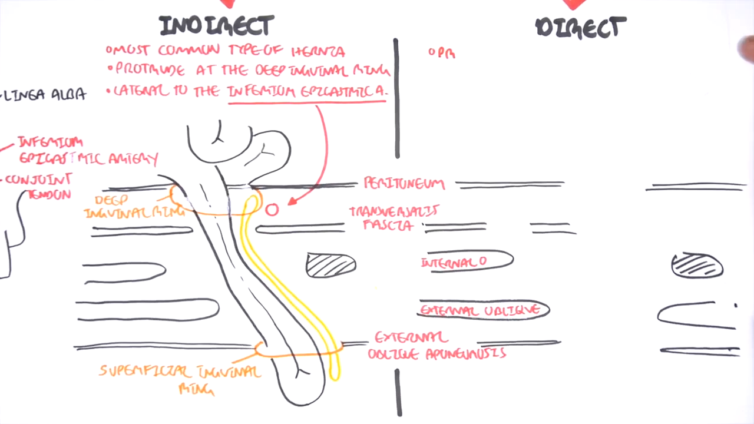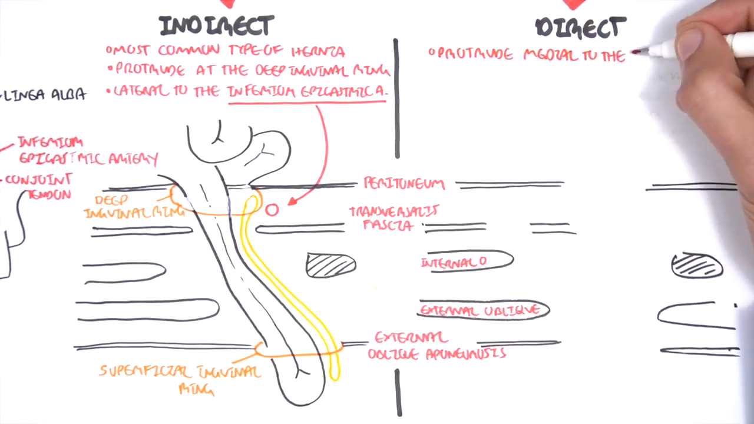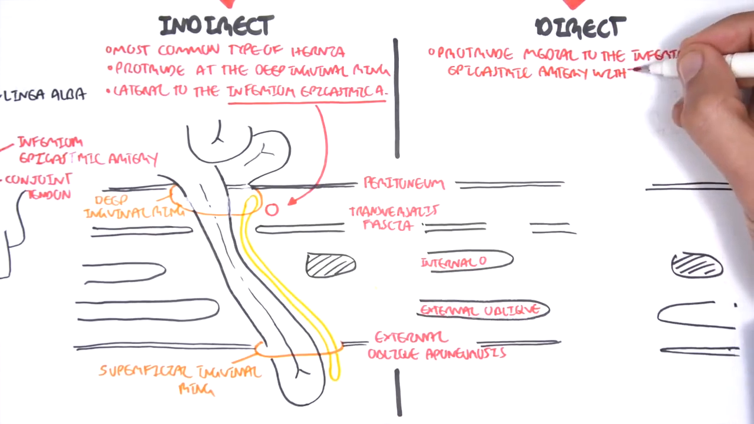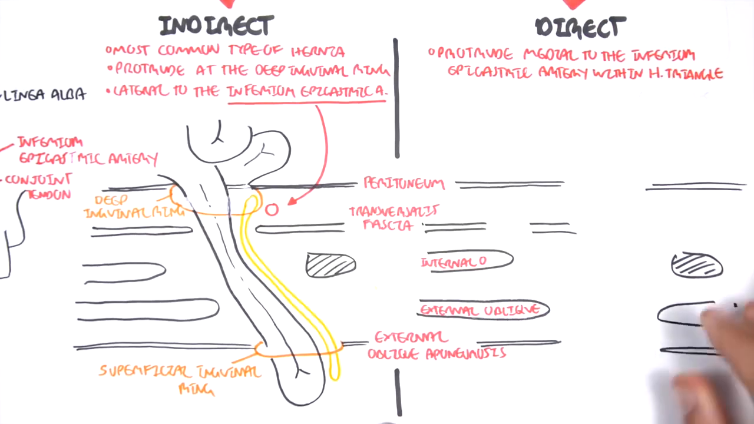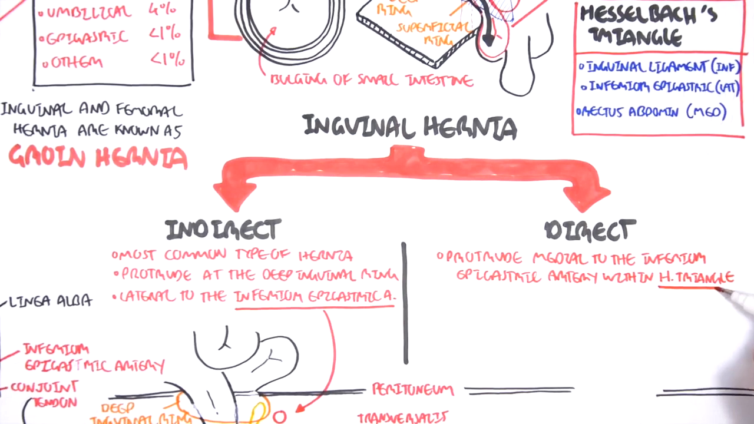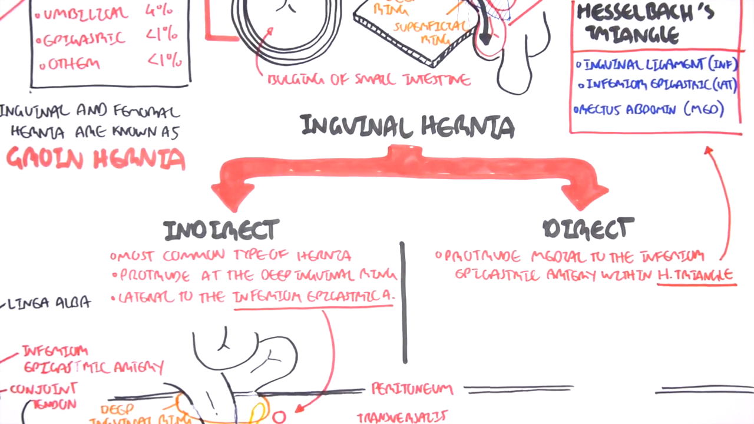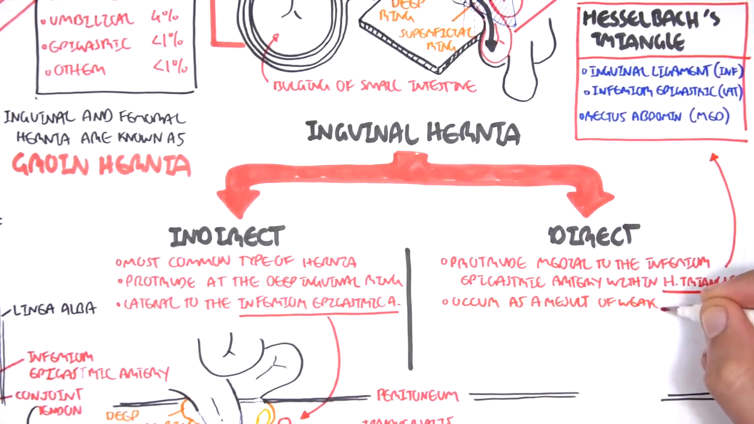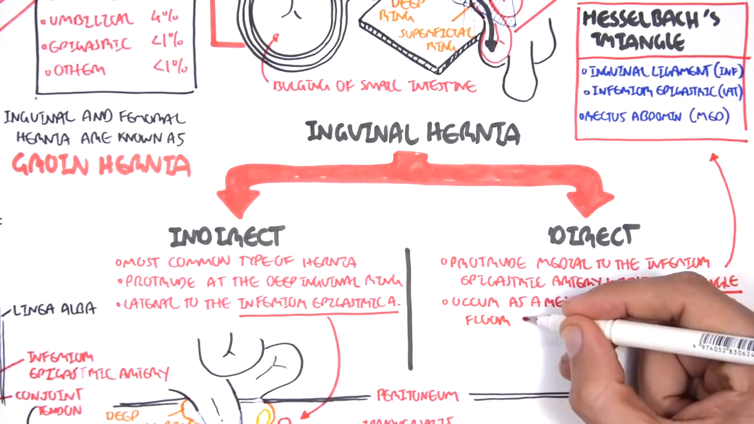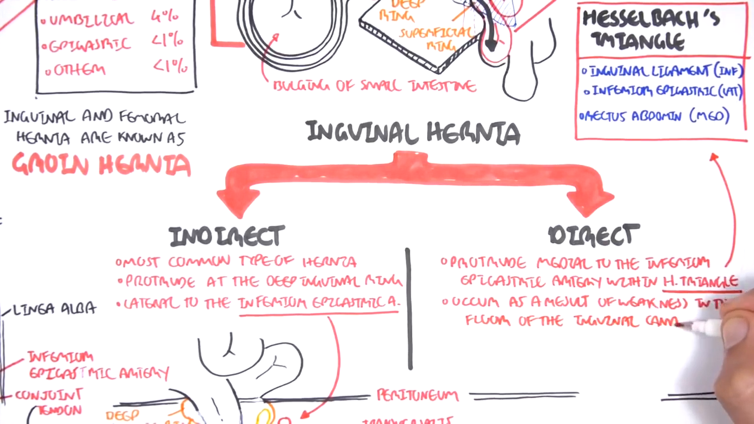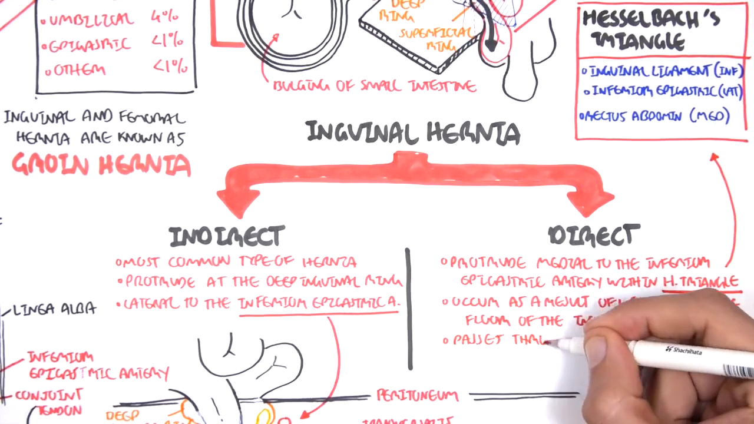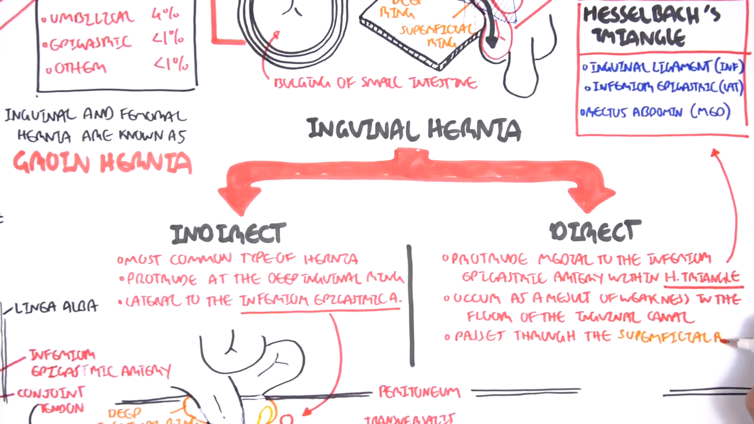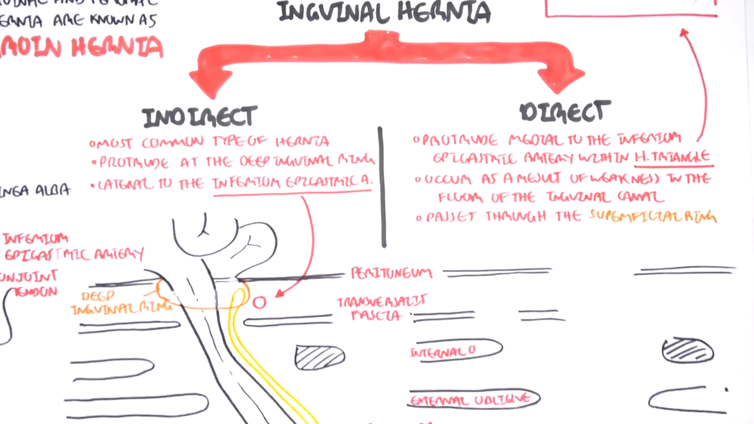So a direct hernia is where we have a protrusion medial to the inferior epigastric artery within Hesselbach's triangle. And remember, we learned about Hesselbach's triangle. Hesselbach's triangle is where direct hernias occur. The direct hernias occur as a result of weakness in the floor of the inguinal canal. And it passes through the superficial ring only. It doesn't go through the deep and superficial. The direct inguinal hernia only goes through the superficial. And we will see how.